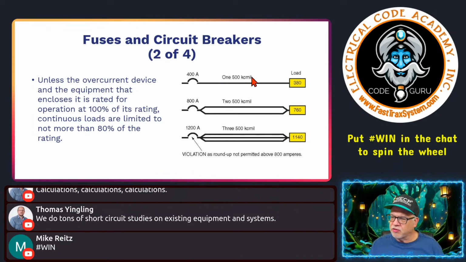This conductor here is a 500 kcmil, good for 380 amps. So the load is 380 amps. Using the next size up rule, because this does not exceed 800 amps, and assuming you follow all of the rules that are in 240.4(B), okay?